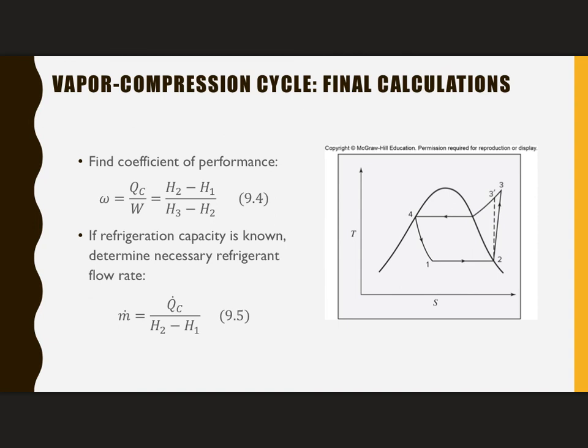Again, this all gets put together to find the coefficient of performance: Q sub C divided by the work. That's going to be our coefficient of performance. And if we know how much cooling we wanted, then we get the flow rate from QC dot divided by H2 minus H1. So that concludes this video lesson.